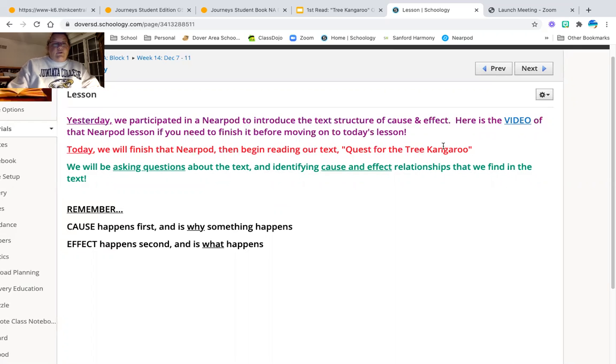You may read this in your actual Journeys book, or go into your class's information folder and you can access it on the ebook. I'll be doing that today with you. Then you can see it says, while we're reading, we're going to ask questions about the text, and we're going to identify cause and effect relationships that we find in the text. Remember, the cause happens first, and it's why something happens, and the effect happens second, and it's what actually happens. Okay, so we'll go back to that Friday folder.